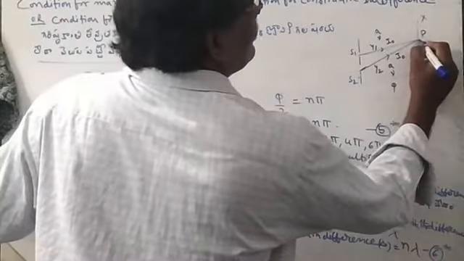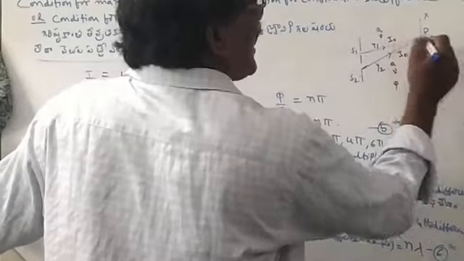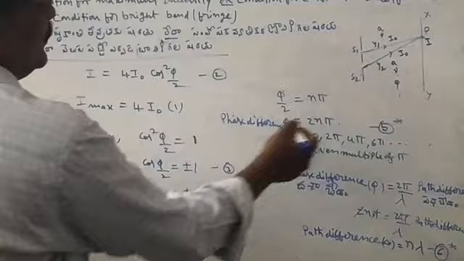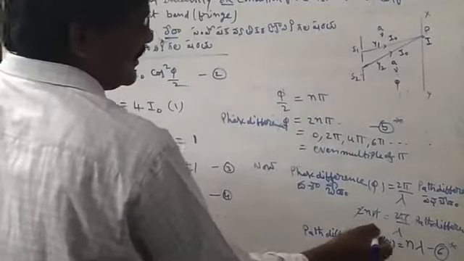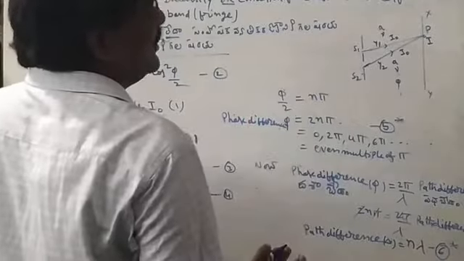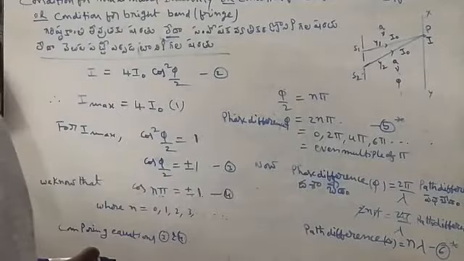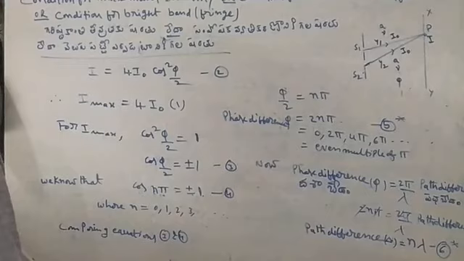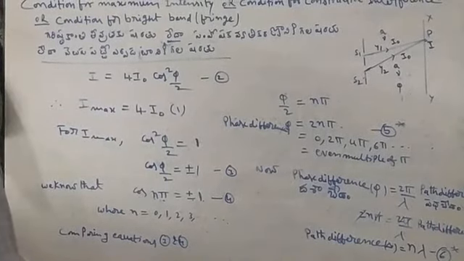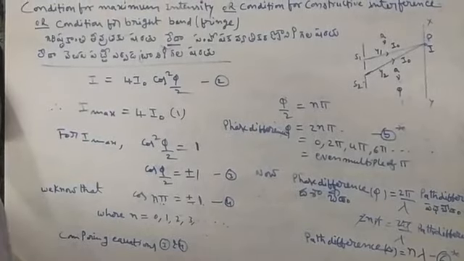If the intensity at P is maximum, the phase difference must be 2n pi, or path difference delta is equal to n lambda. If the intensity of light at P is maximum, the phase difference must be phi is equal to 2n pi, or path difference delta is equal to n lambda.